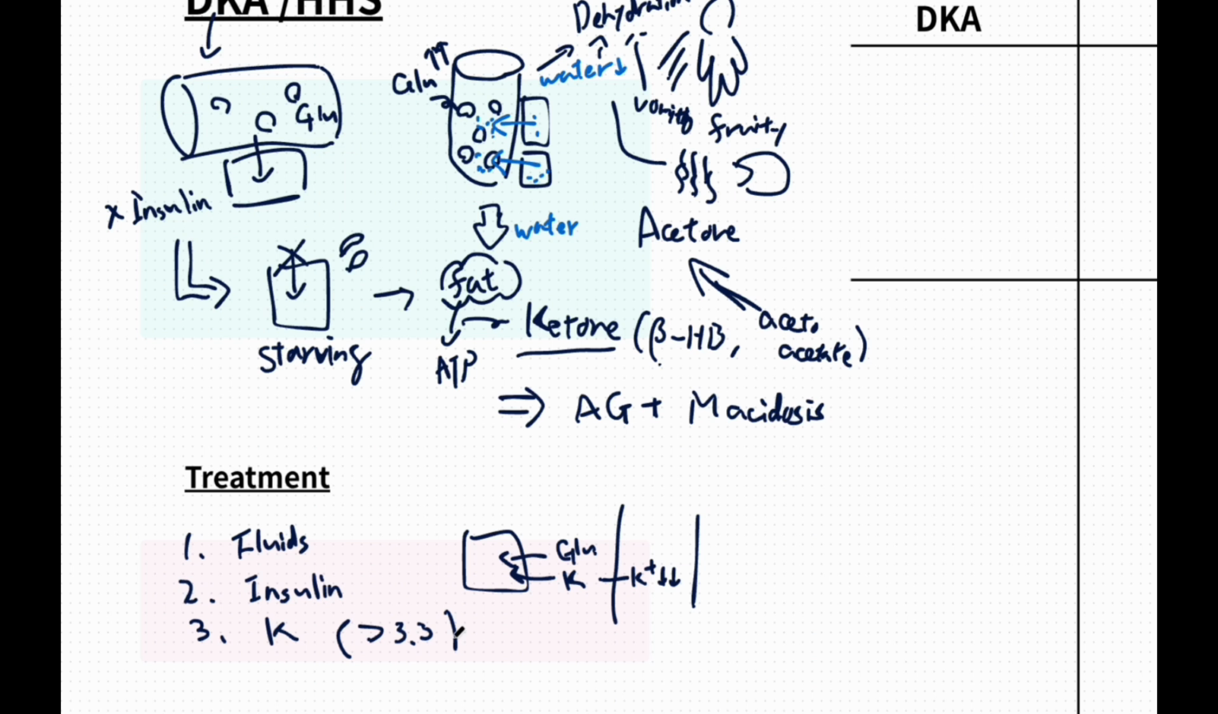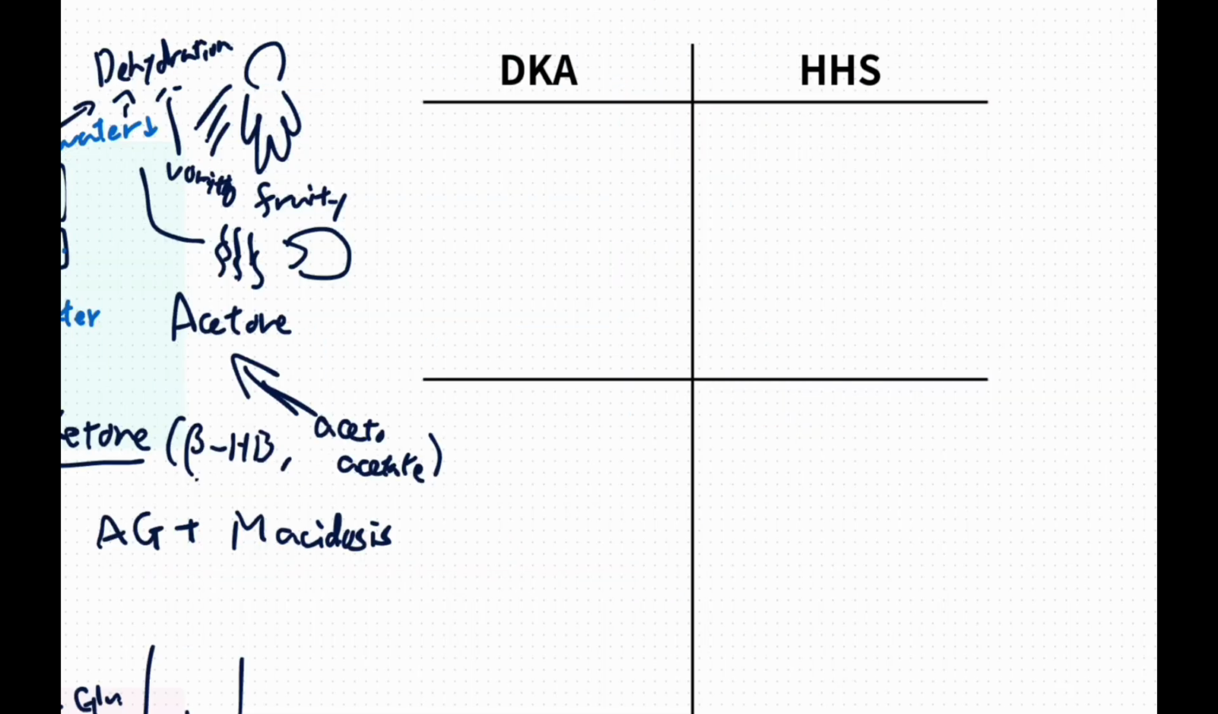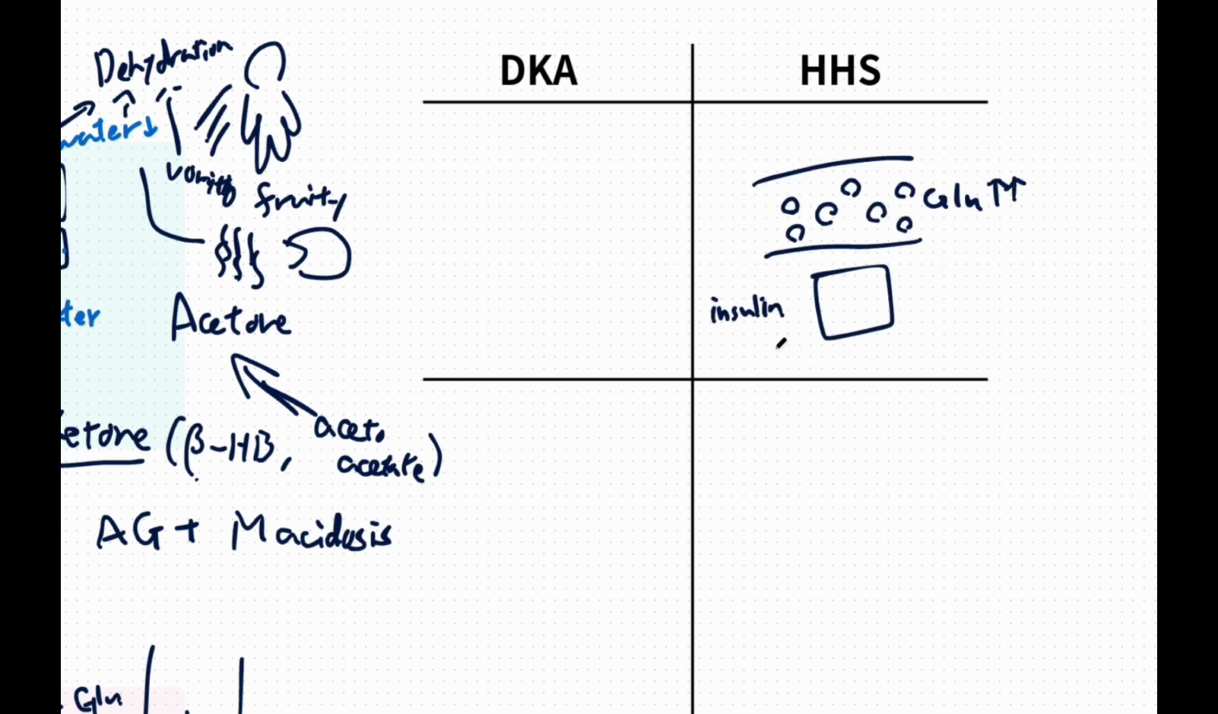Now let's compare with HHS. Students often struggle to differentiate DKA from HHS, but the underlying mechanism is very different. In HHS, usually in older type 2 diabetics, the body still has some insulin, and the small amount of insulin is enough to suppress ketone production. So there's no significant acidosis or only mild acidosis. But the insulin is not enough to control glucose.